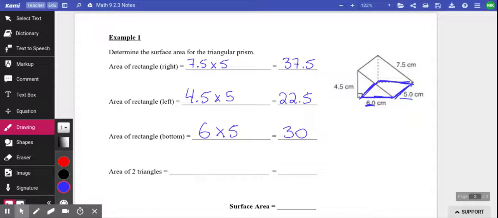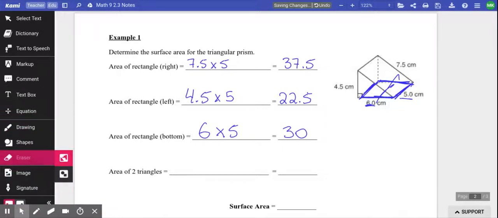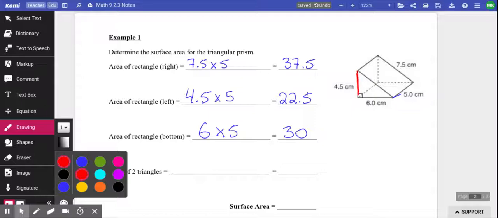You should now be left with the top and the bottom, or the front and the back, depending how you want to look at it. But you're left with these triangles. Our formula for area of a triangle is base times height divided by 2. For us, the base is 6 times the height, which is 4.5, then divided by 2. And because there are 2 triangles, we can times our answer by 2, and that will tell me the area of both triangles, which is 27.